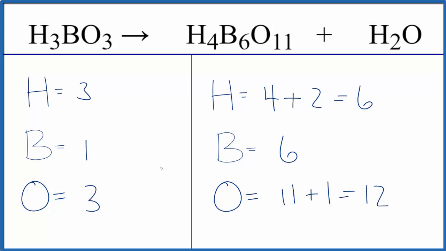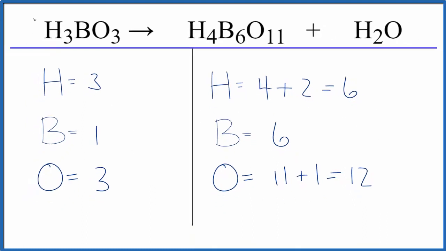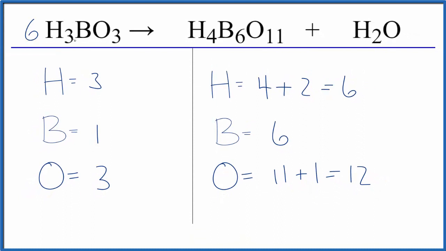I like to leave oxygen till last. I think I'm just going to put a 6 in front of the boric acid, so the 6 applies to everything. 3 times 6 gives us 18 hydrogen atoms. 1 times 6, 6 borons, and then 3 times 6, again we have 18, in this case, oxygen atoms.